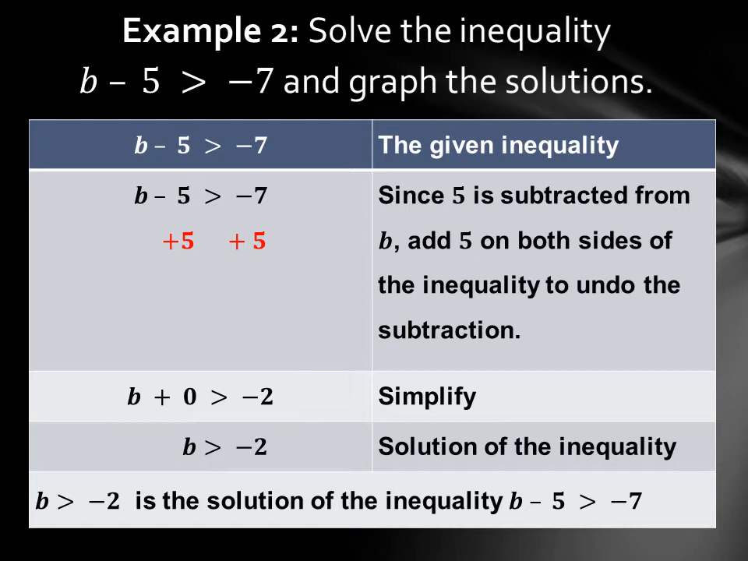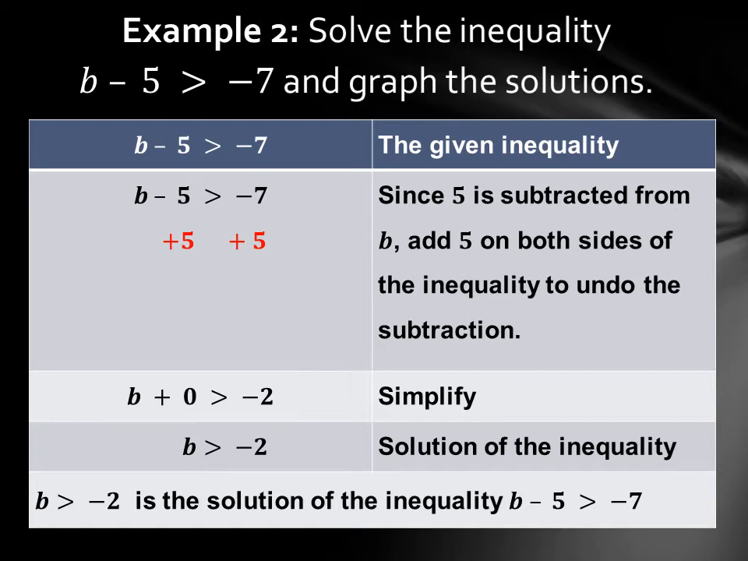Then after that, we are going to simplify. So b minus 5 plus 5, that is 0, so what is left is b. While negative 7 plus 5, that is negative 2, since they don't have the same sign, so we are going to subtract and copy the sign of the larger integer, which is negative 7.